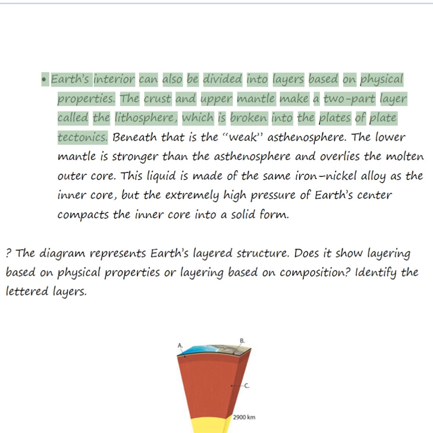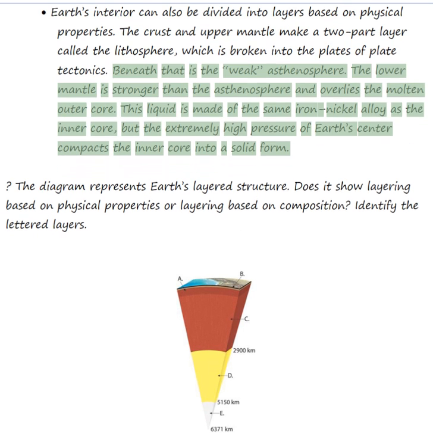Earth's interior can also be divided into layers based on physical properties. The crust and upper mantle make a two-part layer called the lithosphere, which is broken into the plates of plate tectonics. Beneath that is the weak asthenosphere. The lower mantle is stronger than the asthenosphere and overlies the molten outer core. This liquid is made of the same iron-nickel alloy as the inner core, but the extremely high pressure of Earth's center compacts the inner core into a solid form.